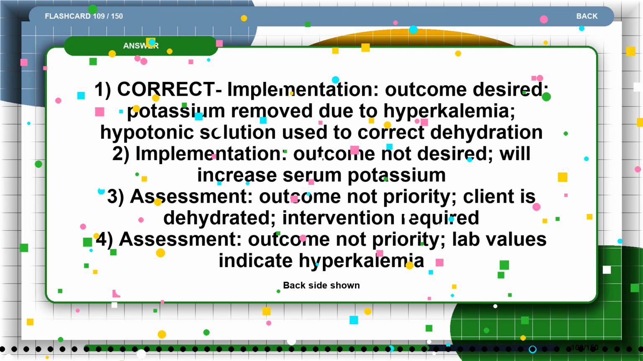The answer is 1. Correct implementation. Outcome desired. Potassium removed due to hyperkalemia. Hypotonic solution used to correct dehydration. 2. Implementation. Outcome not desired. Will increase serum potassium. 3. Assessment. Outcome not priority. Client is dehydrated. Intervention required. 4. Assessment. Outcome not priority. Lab values indicate hyperkalemia.